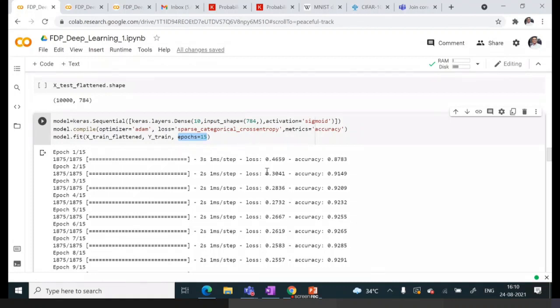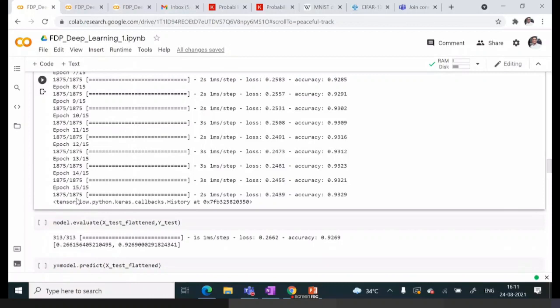And you can see each iteration, you will find that loss and corresponding accuracy is calculated. And after each iteration, the loss is decremented. You can see initially it was 0.46, now it's 0.30. The accuracy is increased from 87 to 91 after 2 epochs. And finally, after 15 epochs, your loss is 0.20 and your accuracy is 0.93.